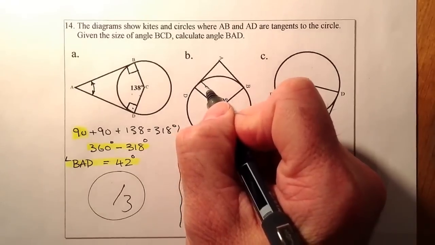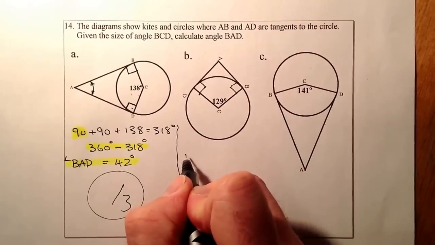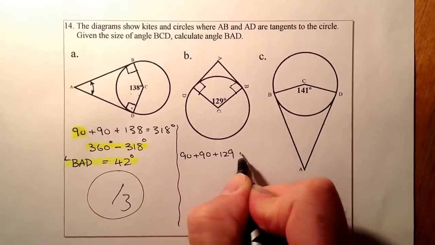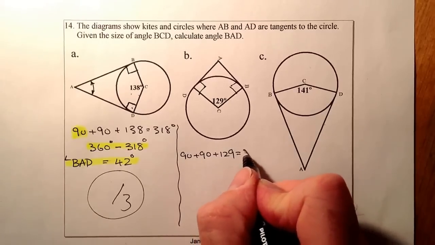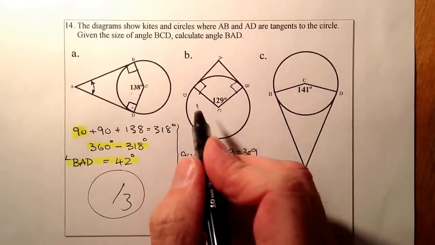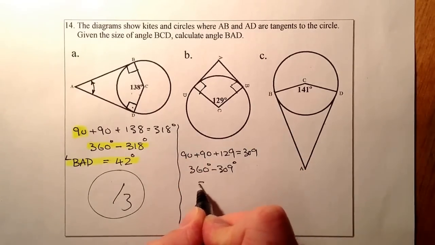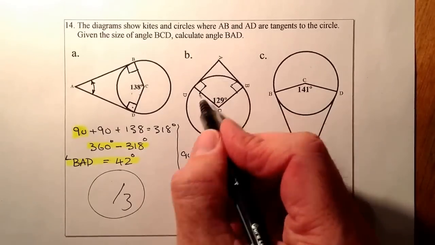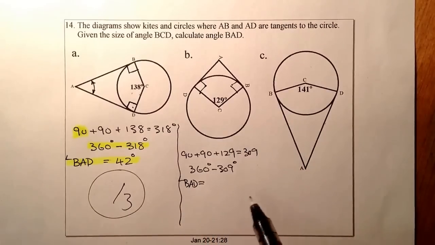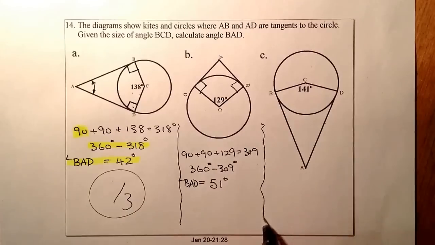Okay, so it's a tangent, it's going to be at 90 degrees, so these are 90 degrees there. So if I add on 90 plus 90, and I'll add on the angle that I'm given, that should give me a value of 309. Okay. So the 360 for the quadrilateral subtracting the 309, that should give me the angle that I'm looking for, and the angle is BAD. So angle BAD is going to be equal to, and that's 51 degrees. So that'll be 3 marks that would look like that.